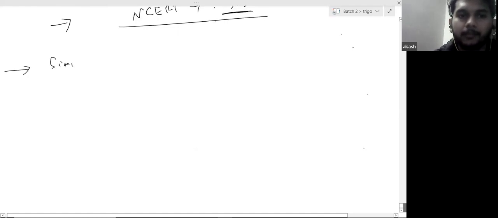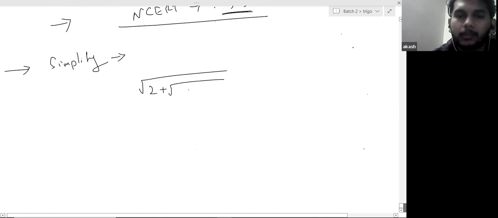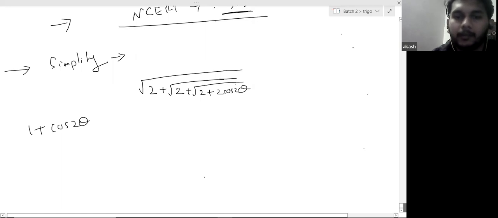All right, simplify: under root 2 plus under root 2 plus under root 2 cos 2 theta. All right, try to simplify this. What formula can you use? You can use this formula, 1 plus cos 2 theta. All right, try to solve this one.